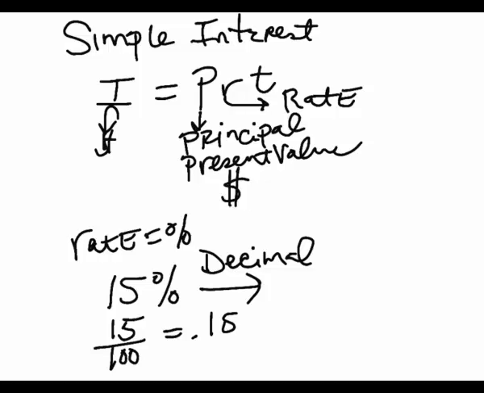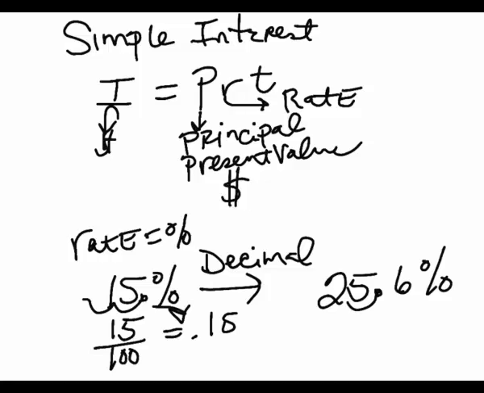A quick way that we do it, though, is if you have a decimal place, we're just going to move it 2 times to the left, and you'll get the same answer. So let's say I had 25.6%. Okay, a quick way that I change it into a decimal is I take the decimal place and move it over to the left 2 times. So the answer would be 0.256 as a decimal. All right.